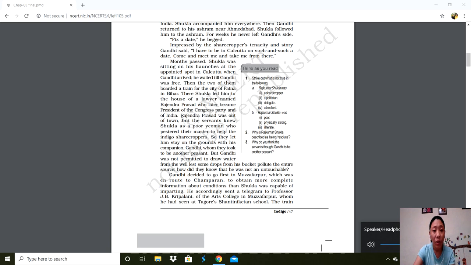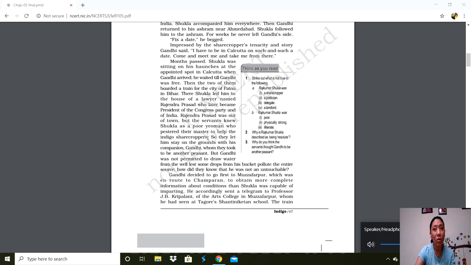Right. So Rajendra Prasad was out of town, but the servants knew Shukla as a poor yeoman. Yeoman means a poor farmer who pestered or annoyed, who kept coming to seek help, who irritated their master to help the indigo sharecroppers. Right. So unfortunately for Rajkumar Shukla and Gandhi, Rajendra Prasad, the person whom they came to meet, was not at his home. He was out of town, and in his house there were servants working.